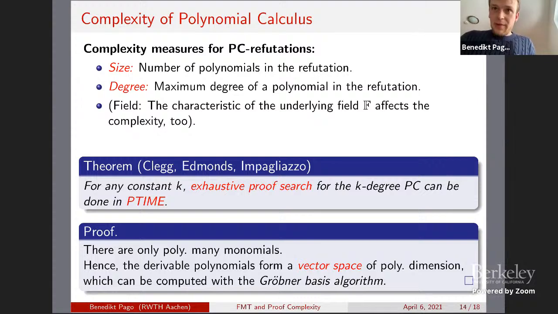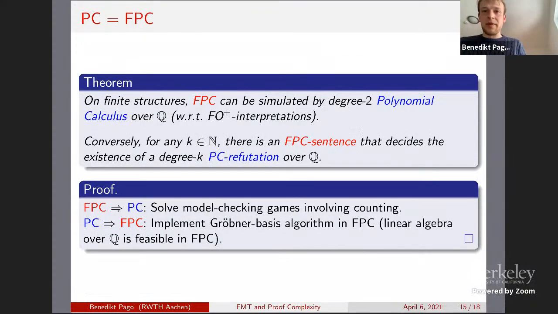And this is also part of the reason why this theorem holds that we got. Namely, the polynomial calculus of bounded degree corresponds exactly to FPC. So on finite structures, we can simulate any FPC sentence in the polynomial calculus over the rationals already in degree two. And for any constant k, we can also exhaustively search for proofs in FPC, again, over the rationals.